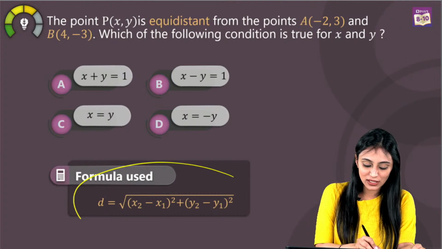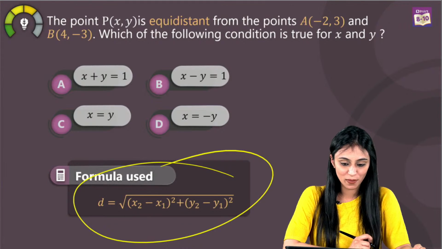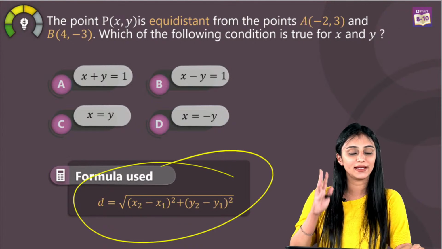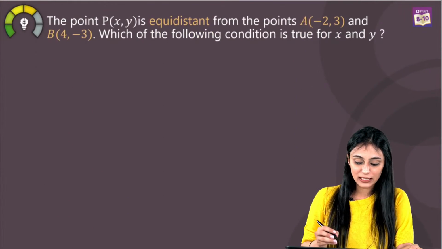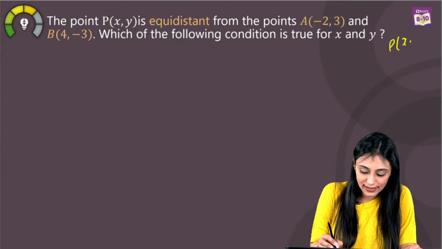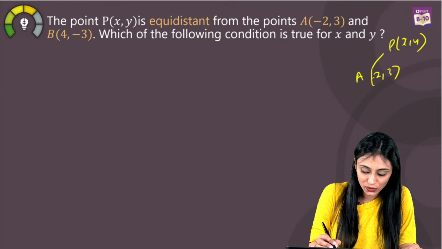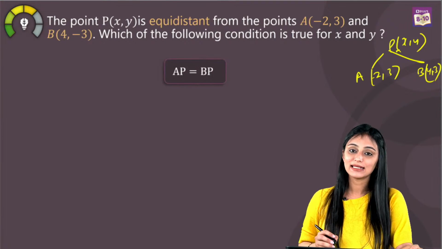Now this is the distance formula that we use, square root of (x2 minus x1) whole square plus (y2 minus y1) whole square. Simply here we have this point P, that's (x, y). This is my point A, which is (minus 2, 3), and this is my point B, that is (4, minus 3). Simply what I'll do is I'll be applying the distance formula over here.